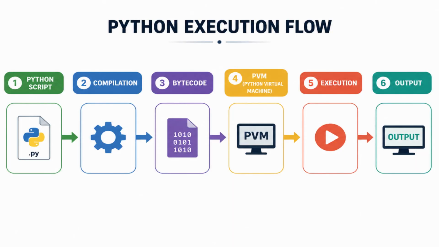So now let's put everything together. We start with the Python source code. Python processes the code and produces bytecode. The Python virtual machine executes that bytecode. The program then performs the required operations and produces the output. So the basic flow will be source code to bytecode to PVM to execution to output. This is the main flow you should remember from this video.